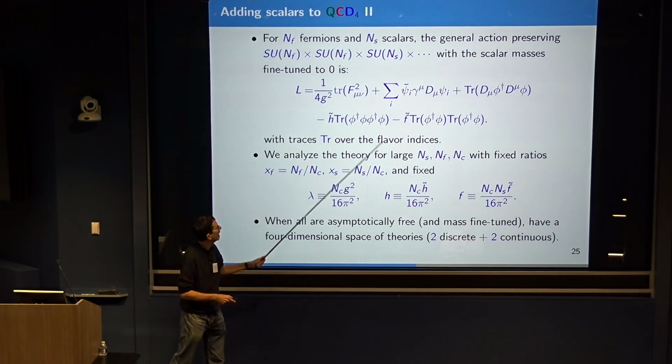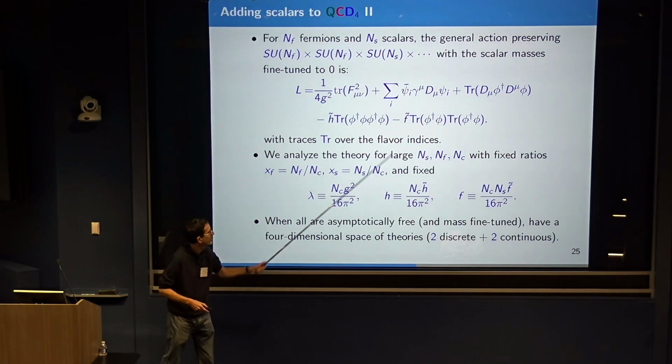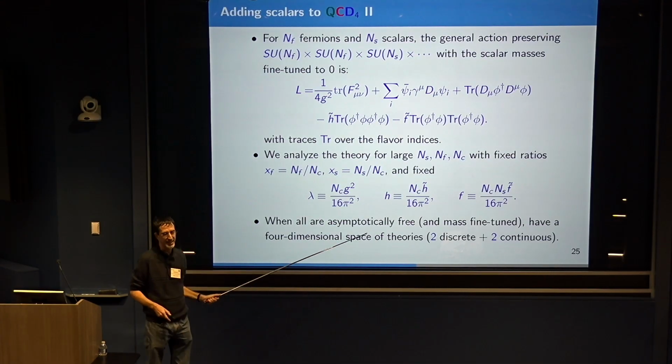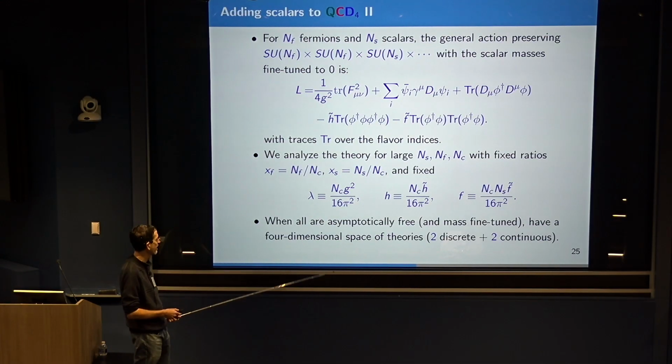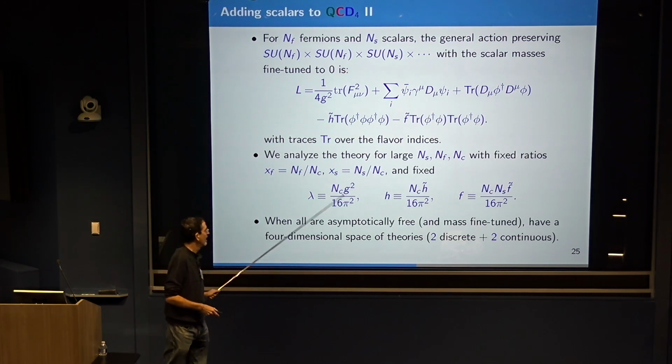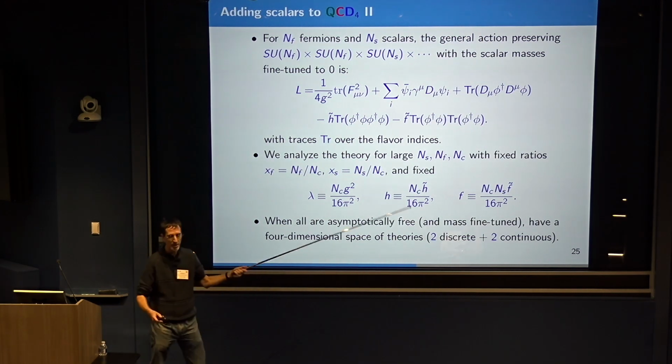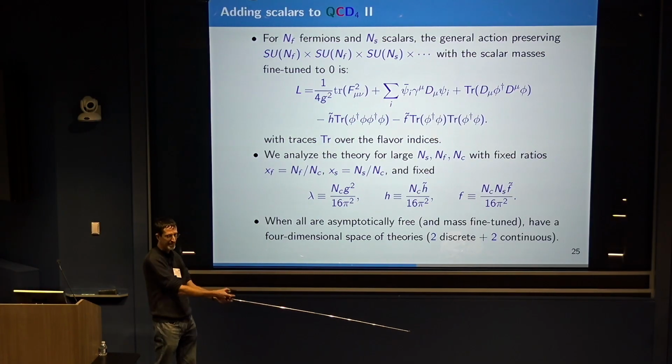And then we also have these 3 couplings, G, H tilde, and F tilde. So in the large N limit, these are the combinations that we need to keep fixed in order to have a non-trivial theory. So we have these 3 parameters. And there is some range of initial values where all 3 of these parameters are asymptotically free, so that we have a well-defined starting point in the UV.